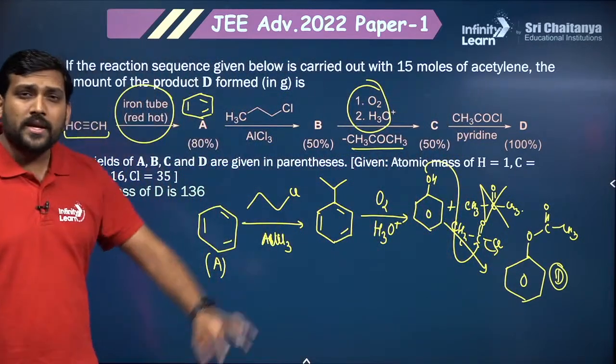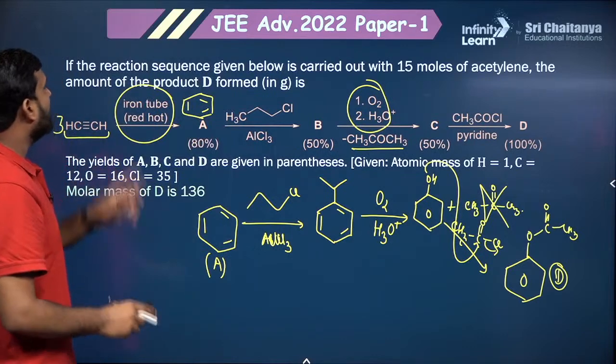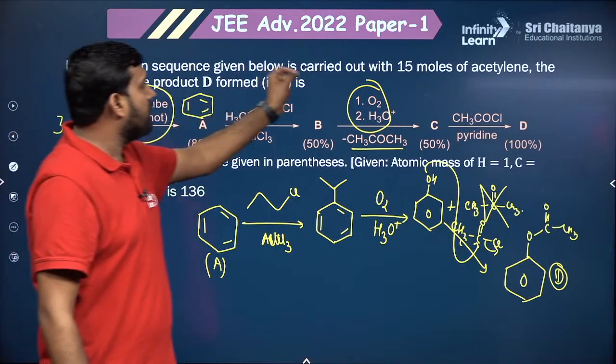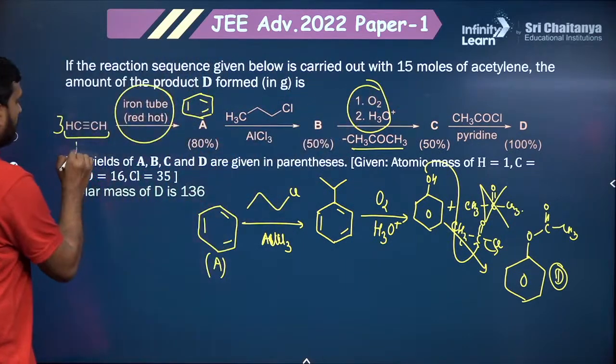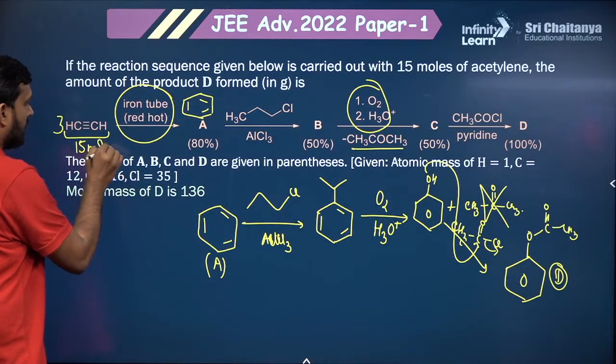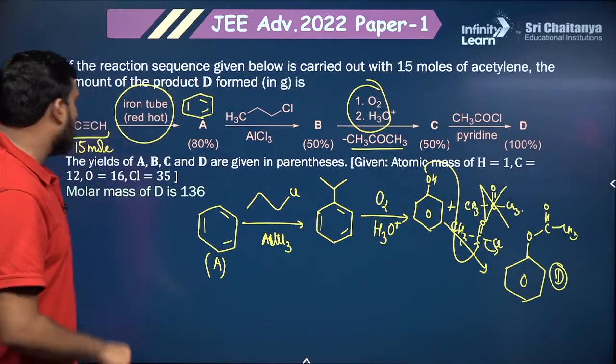Now what are the calculations involved in this question? So if you go for the calculation, they say that if the reaction sequence given below is carried out with the 15 moles of acetylene. So you started with the 15 moles of it. Okay, so we started with the 15 moles of it. The amount of product D formed in gram. Okay, so you have to give that.